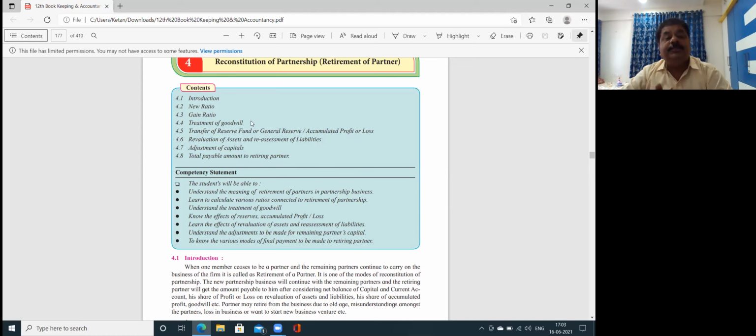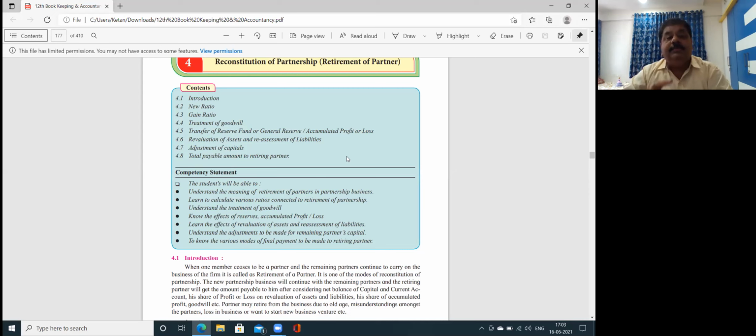Then transfer of reserve fund and general reserve, revaluation of assets and liabilities, then adjustment of capital, total payable amount to retiring partner. Up to number 4 is fine and number 8 is also fine, the rest we already know. Okay, what is different in goodwill, that I am going to explain to you. But before that, what is the amount payable to a retiring partner when one partner is going out of business?